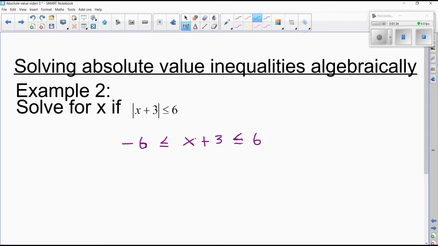To solve for x, I'm going to transpose 3. So I'm going to move 3 to the right-hand side, and I move 3 immediately to the left-hand side. And if I'm moving a term across, I know I change the sign. So I write x is less than or equal to 6 minus 3, but greater than or equal to minus 6 minus 3. So my solution are all the numbers less than or equal to 3 and at the same time greater than or equal to negative 9.